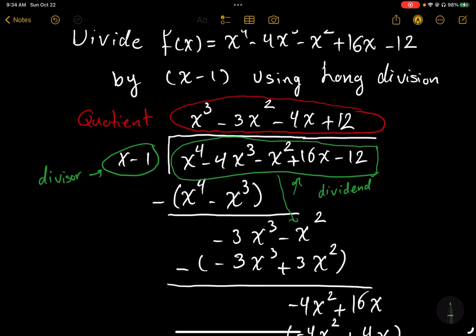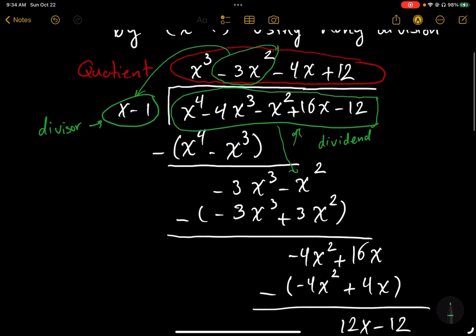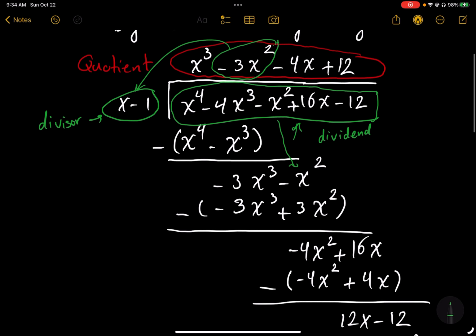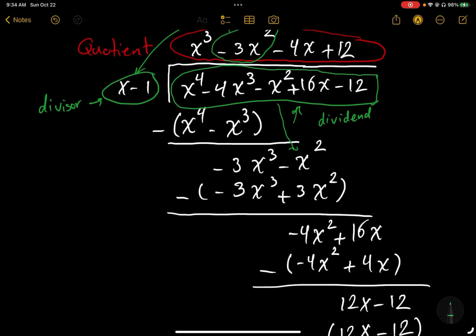I want to multiply x minus 1, and in particular x, by something to get negative 3x cubed. And that term is going to be negative 3x squared. So I'm going to go ahead and multiply that in the second step by x minus 1. So I get negative 3x cubed plus 3x squared. And then I'm going to subtract, and repeat this process. After I subtract, the negative 3x cubed cancels. I get negative x squared minus 3x squared. That's negative 4x squared. And I bring down the next term right here.